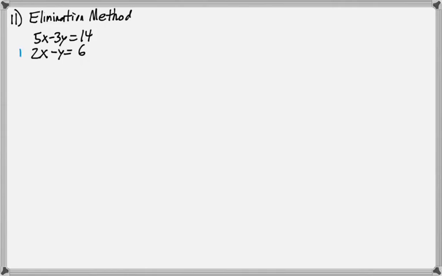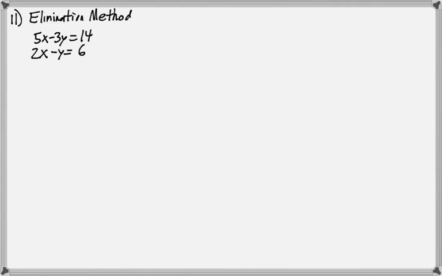And if you just jump in and try to add these up vertically as they are, 5x plus 2x is 7x, negative 3y plus negative y is negative 4y, and 14 plus 6 is 20. And nothing's really been eliminated, so we haven't improved our situation at all. So I'm going to erase that.